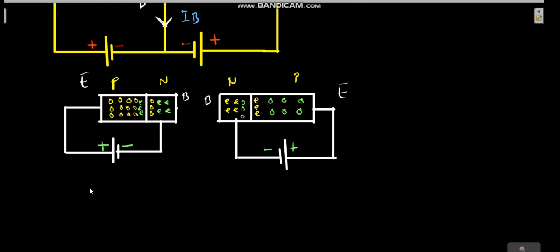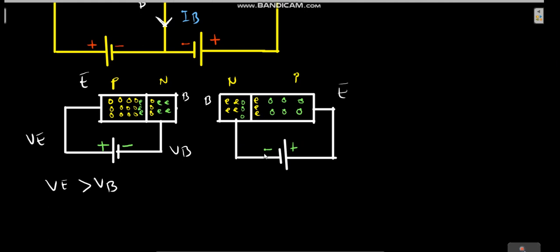Let's name this the voltage in the emitter, and this the voltage in the base. In this case, the voltage in the emitter is greater than the voltage in the base, because the emitter is connected to the positive side and the base is connected to the negative side. Therefore, the voltage in the base will be lesser than the voltage in the emitter.